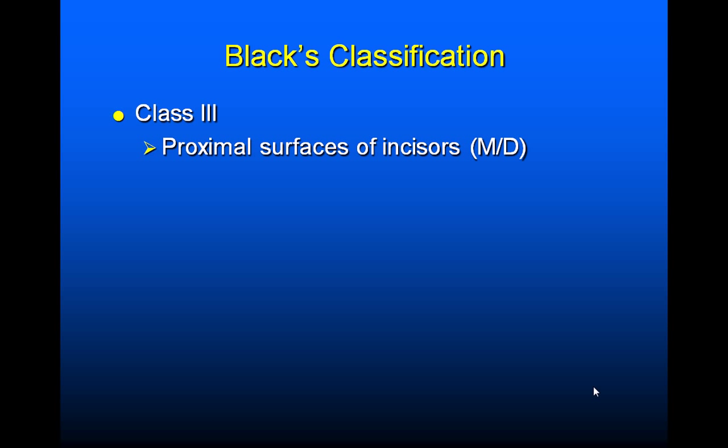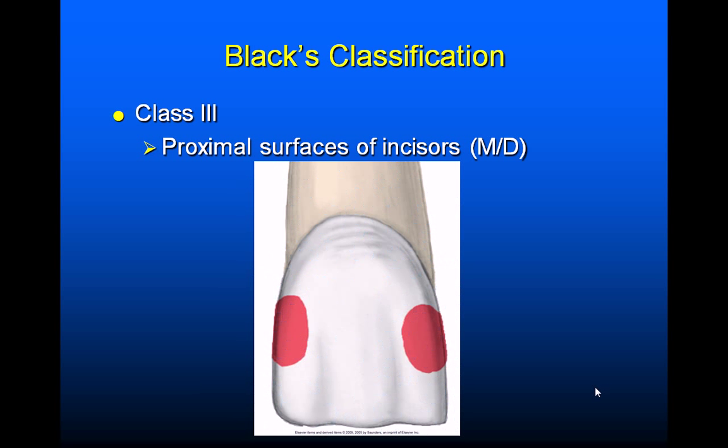Class 3 includes proximal surfaces on incisors. So again, we're talking about mesial and distal surfaces, but this time with class 3, those are only on incisors. So here's an example of that. The red area indicates the mesial and distal sides that have caries.